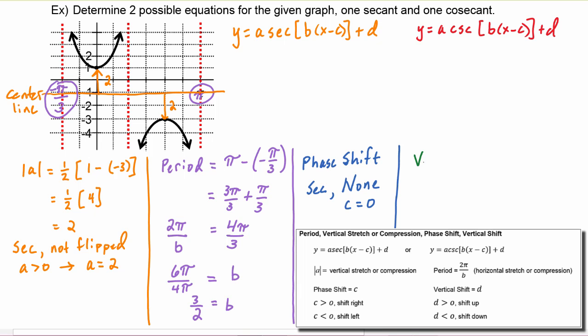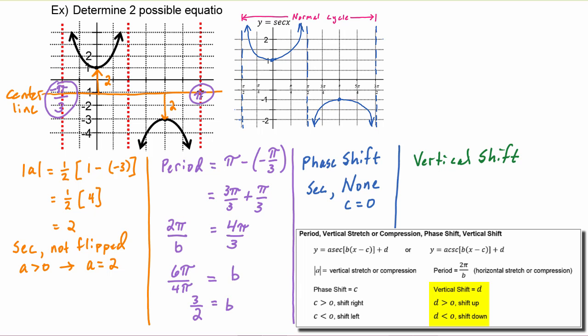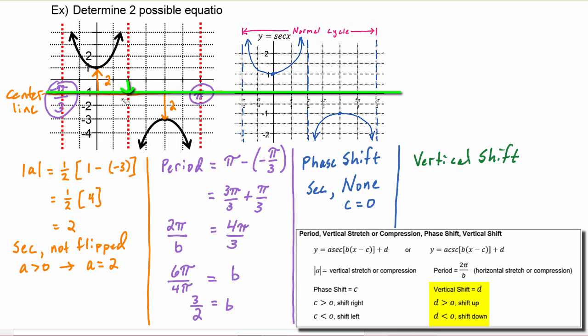Next, we'll look at the vertical shift. And for that, we can use that center line that we made earlier when we were looking at the vertical stretch. We know that for unaltered secant, the center line of the graph should be on the x-axis, and instead this has shifted down by 1. So that means the vertical shift is down by 1, which tells us that d is equal to -1.